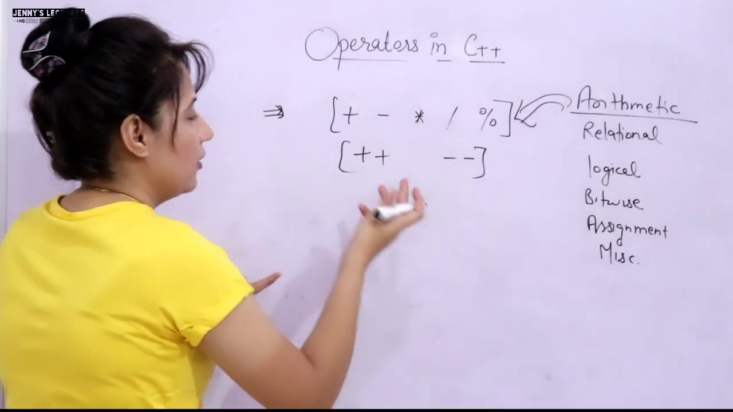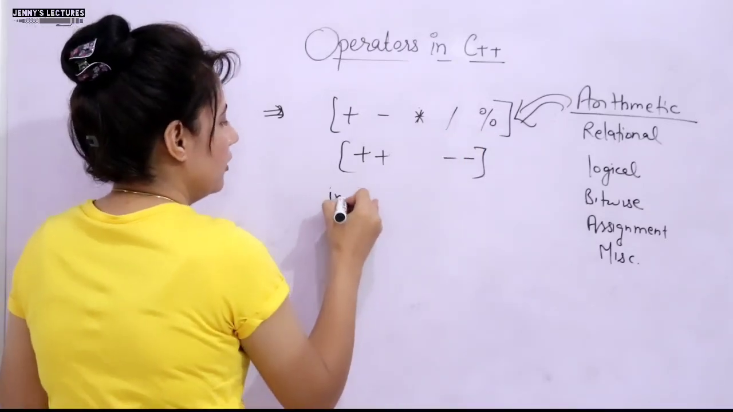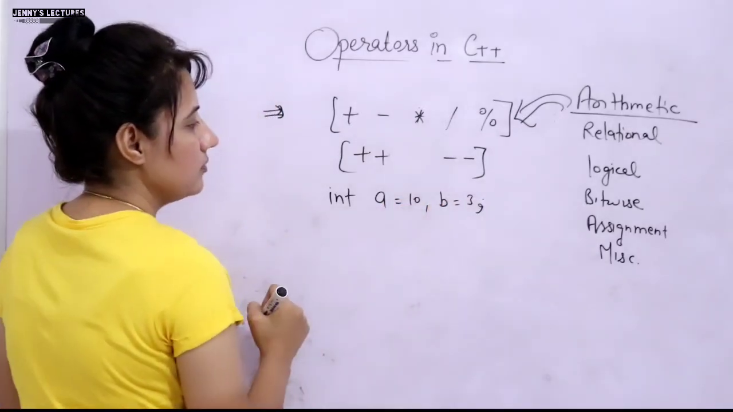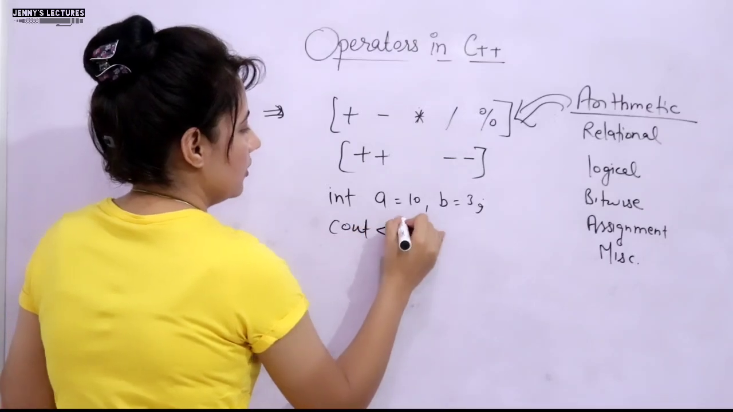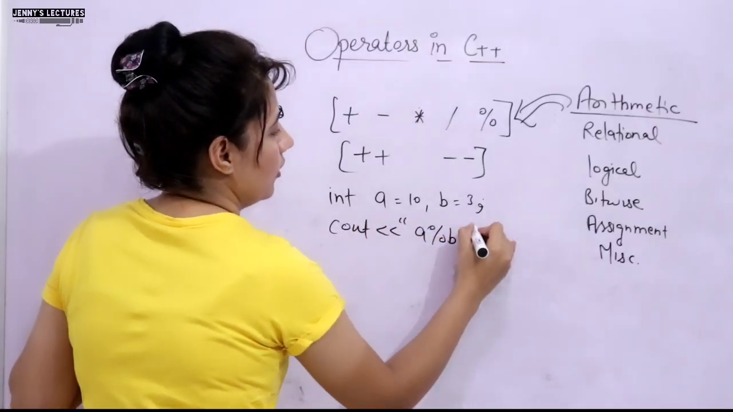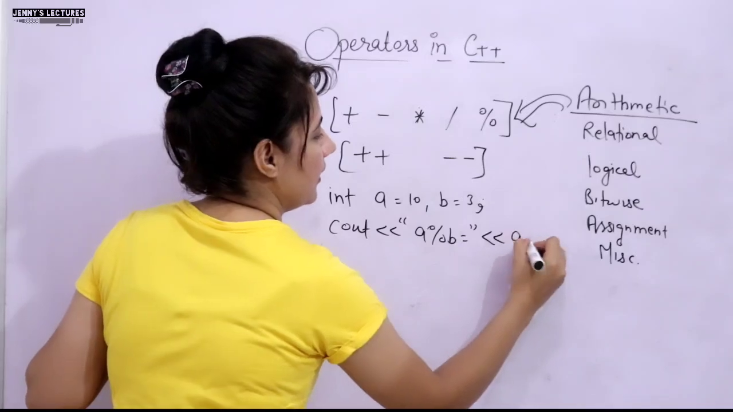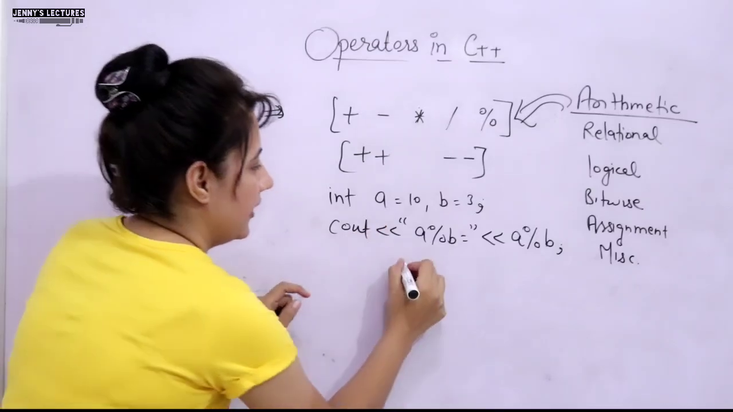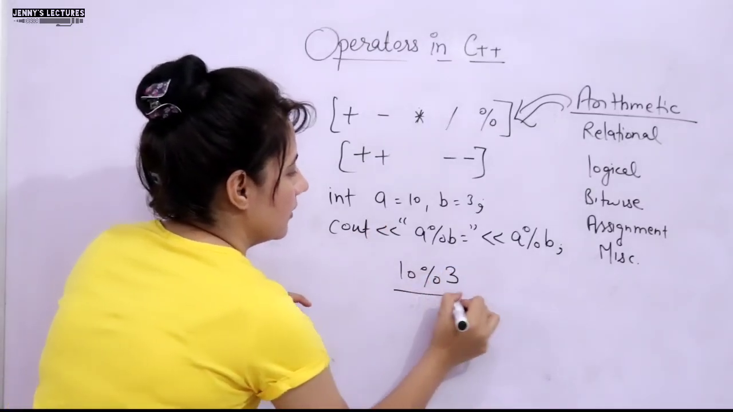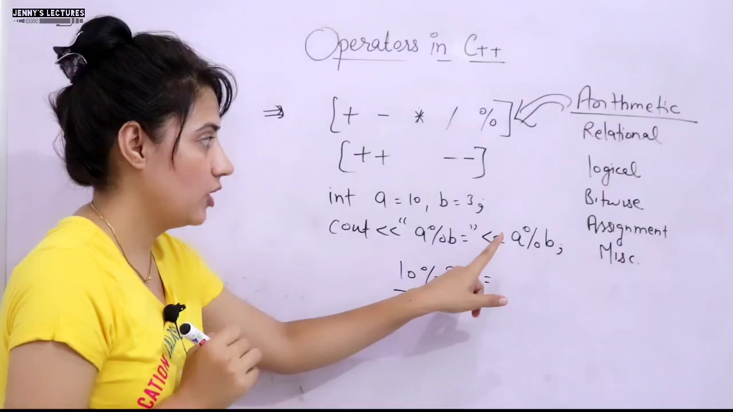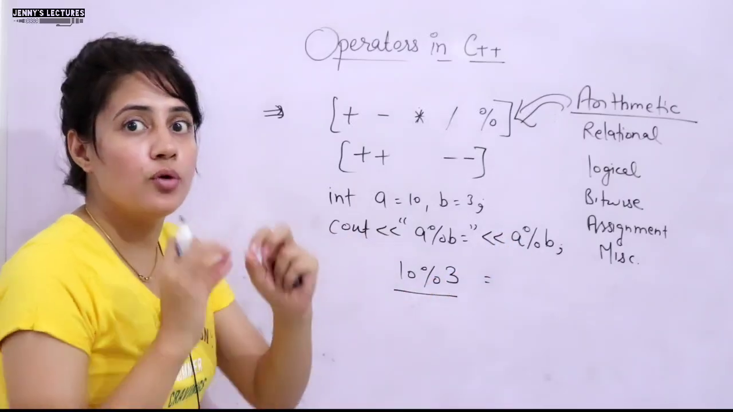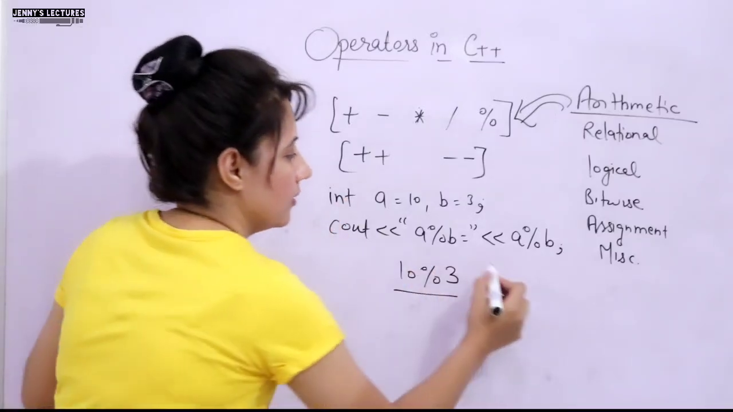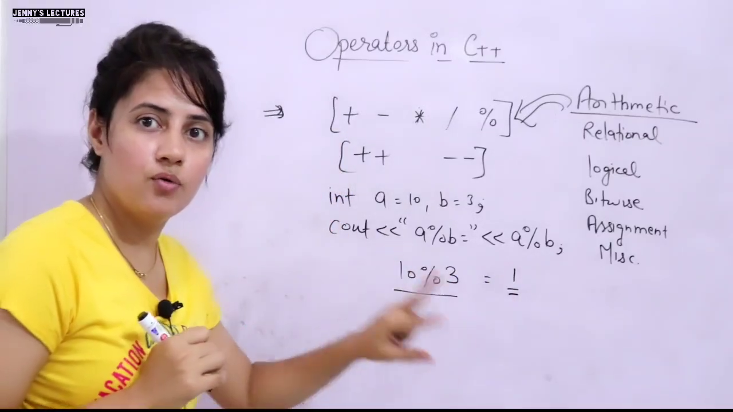So, let me take one example. Suppose I am taking 2 variables, a is equal to 10, b is equal to 3, and I am just printing cout a mod b. So, 10 modulo 3, what output will you get here? It will give you the remainder. When you divide 10 by 3, the remainder would be 1. So, it will give 1.